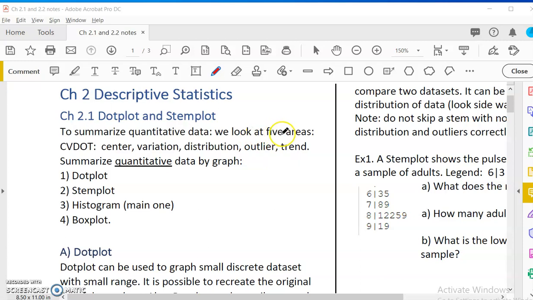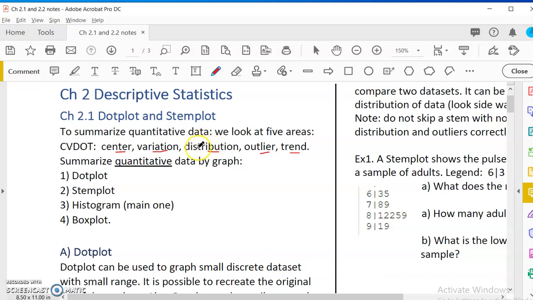When we say we summarize it, what are we paying attention to? Of course, we want to look at five areas. These five: Center, what is the middle of the data? Variation, how does data vary? How do they spread out? Distribution, what is the shape of the distribution?